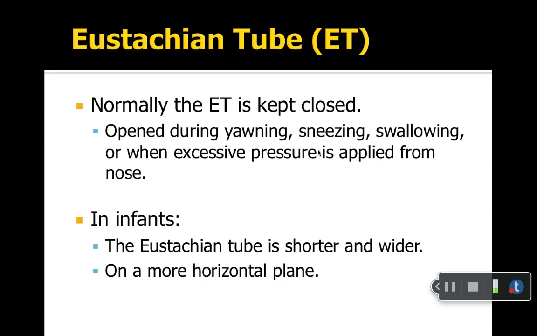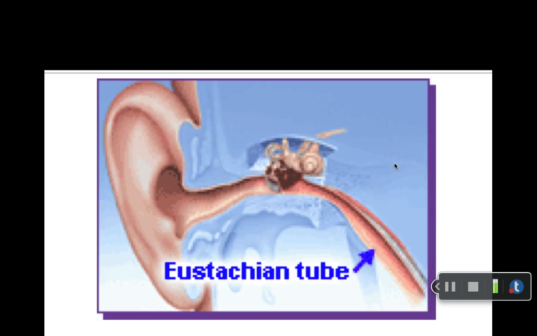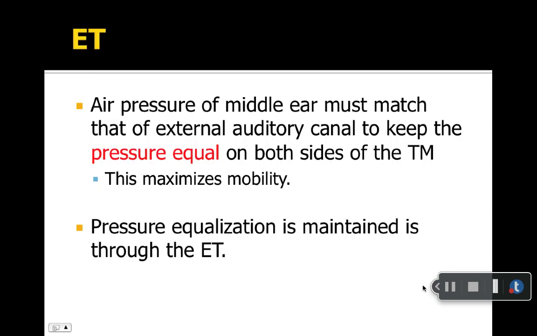The Eustachian tube is usually kept closed, but when you yawn, when you sneeze, when you swallow, you open it. So if you have a moment, everyone just yawn. You can open your Eustachian tube. You feel it opening. When your Eustachian tube opens, it's like you're bringing fresh air into your middle ear space. So you're aerating your middle ear by opening your Eustachian tube. In infants, the Eustachian tube is shorter and wider and on a more horizontal plane. That's why they get more ear infections, because it's not on a vertical plane. Here's our Eustachian tube headed downward on an angle to the nasopharynx.